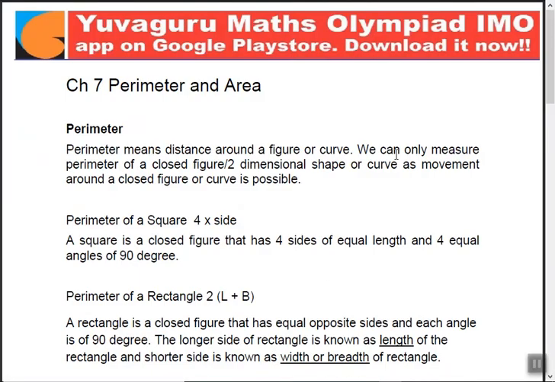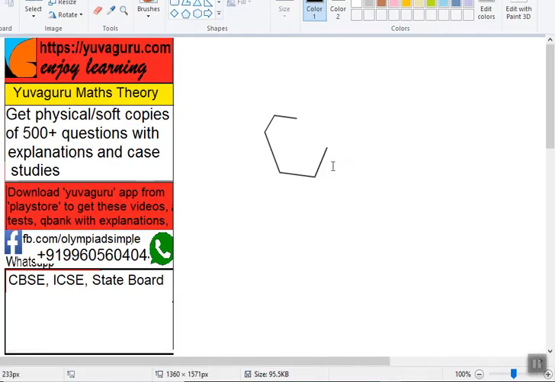We can only measure perimeter of a closed figure, a two-dimensional shape or a curve, as a movement around a closed figure or curve is possible. It means, suppose you start walking, this is an open figure. Suppose you start walking from this point and come to the end point, will you come to the same point where you started? No. So these are called open figures, where you don't come back to the starting point. So perimeter cannot be calculated for open figures.